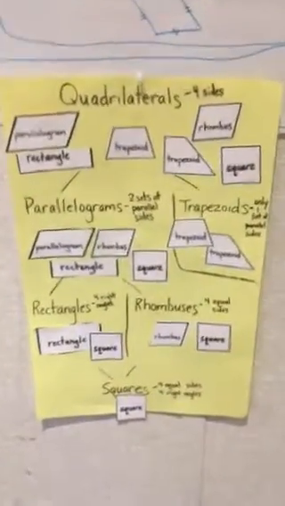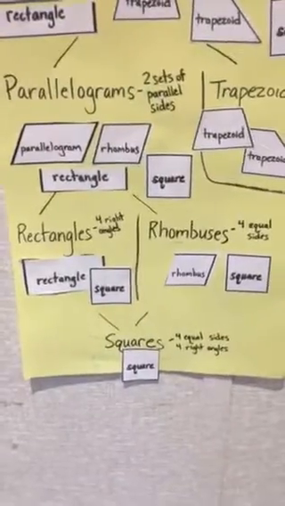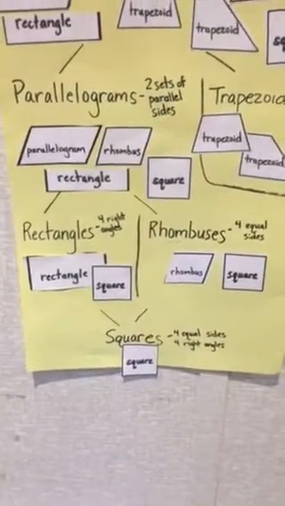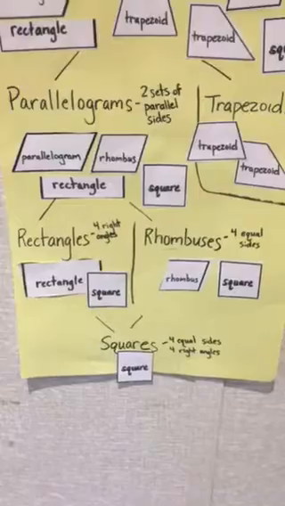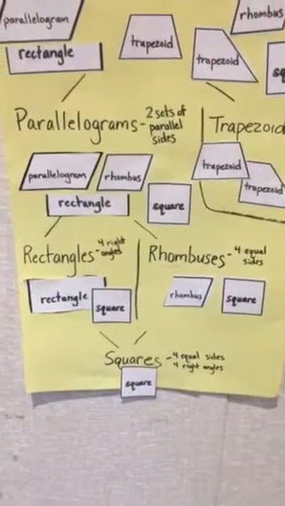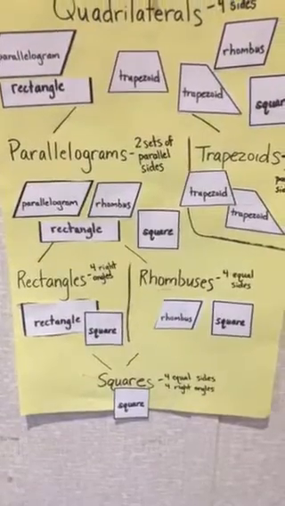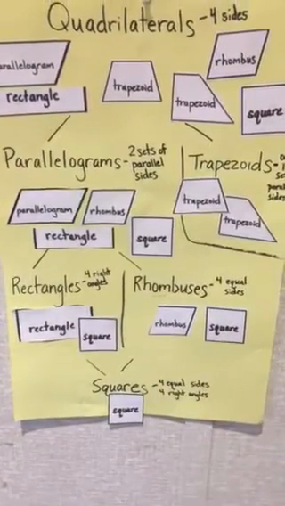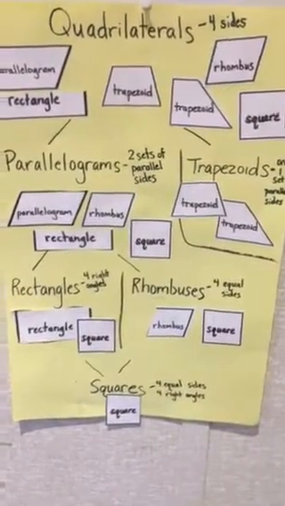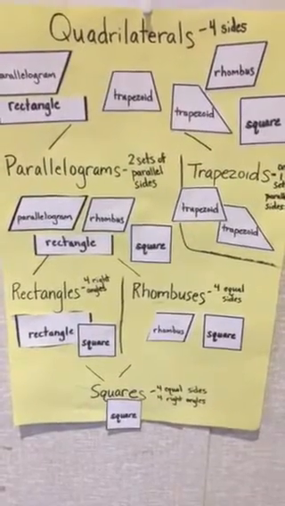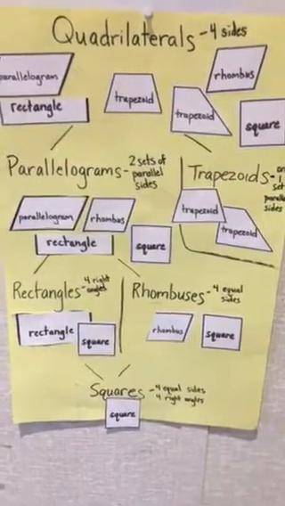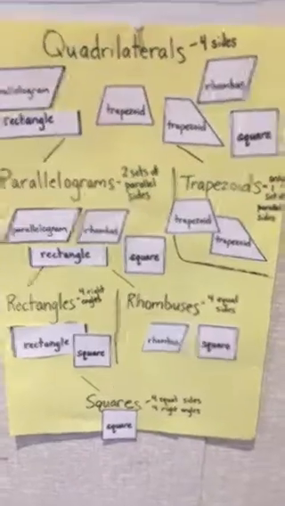But then you can have special types of parallelograms. If you look underneath parallelograms, you'll see that some special types are rectangles. Rectangles are any type of parallelogram that has four right angles, and those are the angles that make the perfect square in the corner. So two types of rectangles are squares and rectangles, of course.